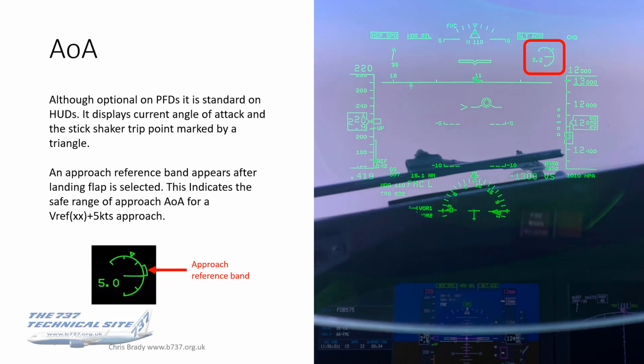The only thing to add to that is that on approach, there's what's known as an approach reference band. This will appear after your landing flap is selected, and it indicates the safe range of approach angle of attacks for a VREF, whatever flap it is that you're landing with, plus 5 knots on approach. So that's the approach reference band there.